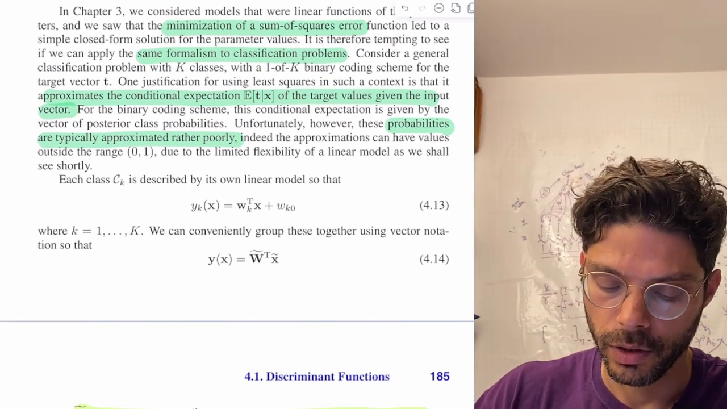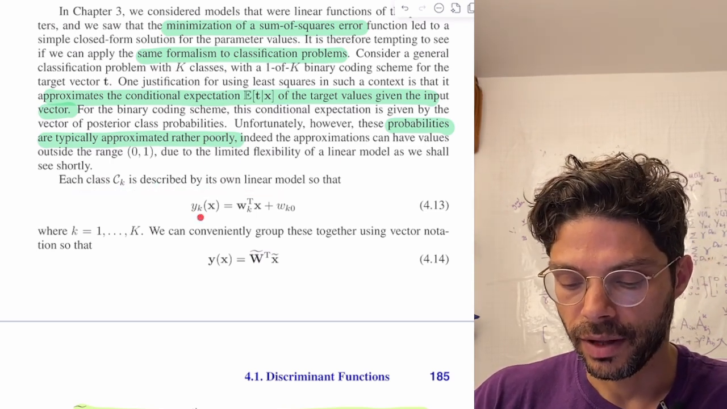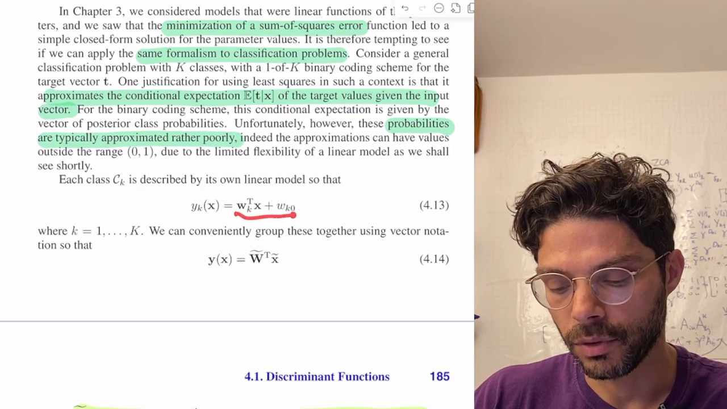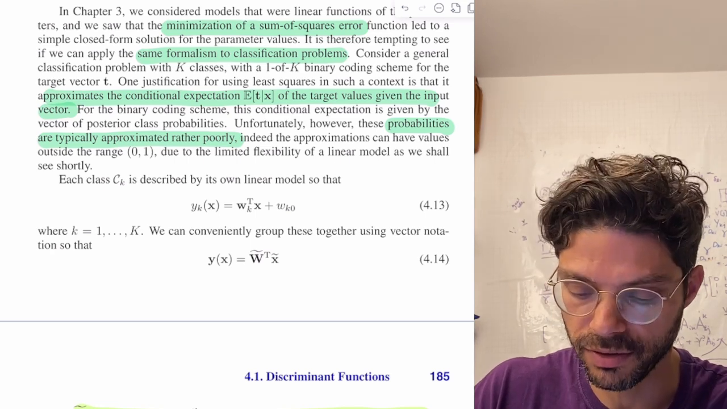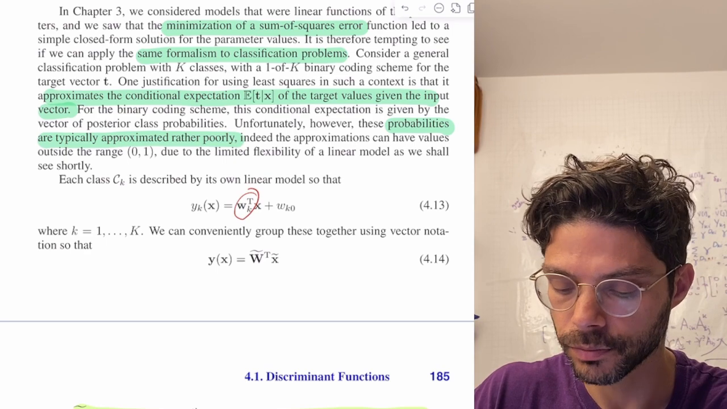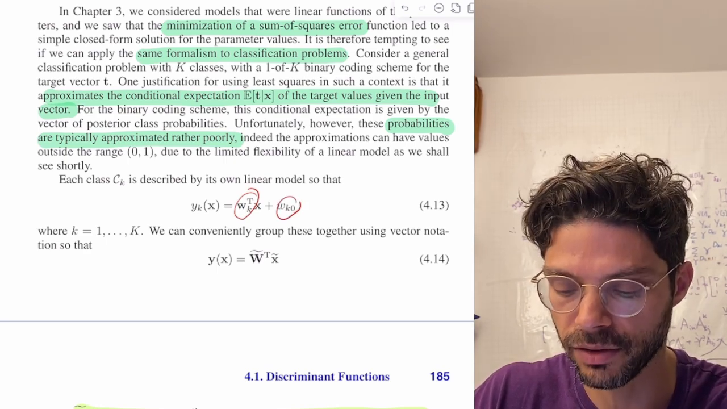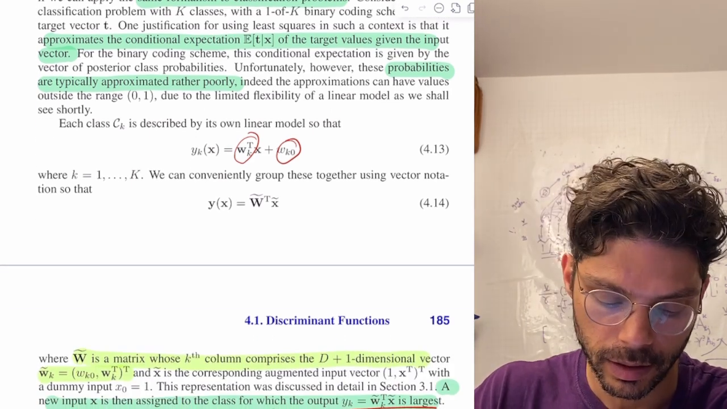Okay, so each class C_k is described by its own linear model, so that y_k(x) is w_k transpose x plus this offset. The main idea here is that we're just going to treat them independently, so each class is going to have its own weights and its own offset. Okay, so let's just keep that in mind.